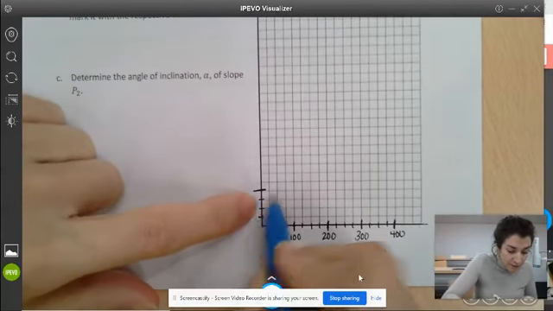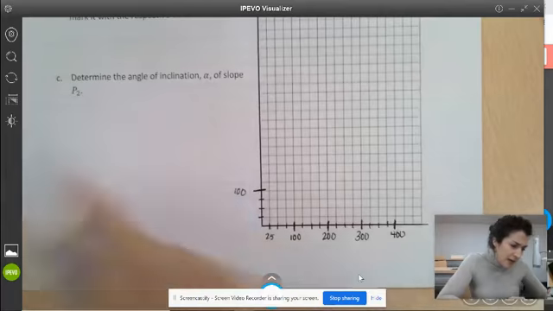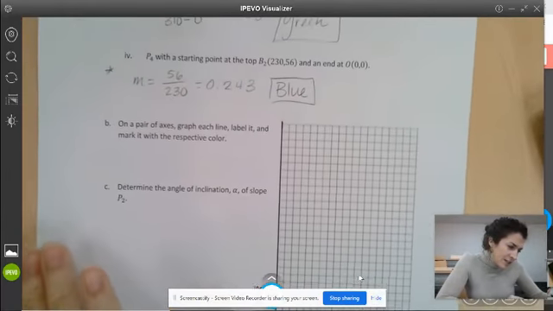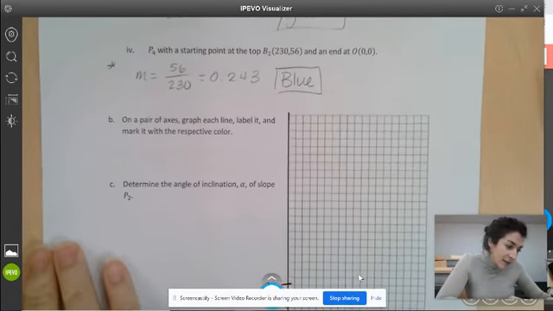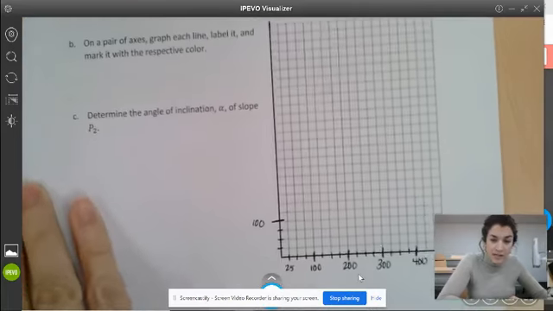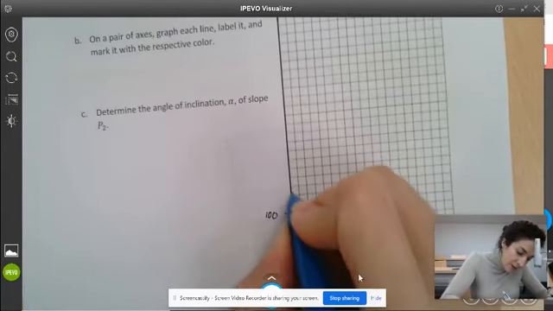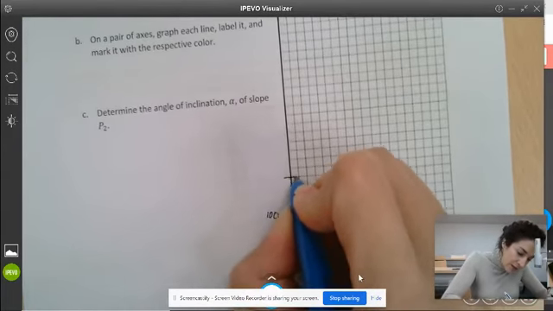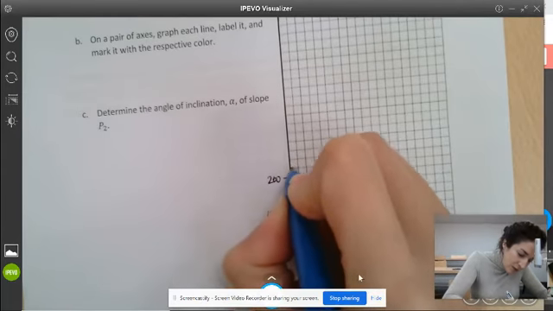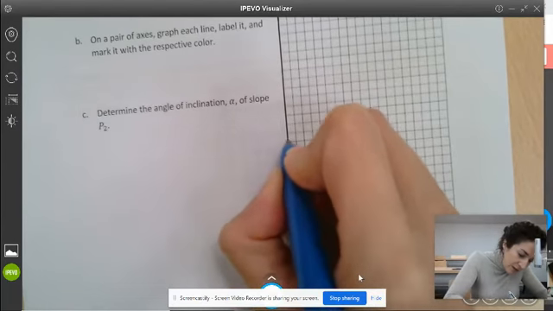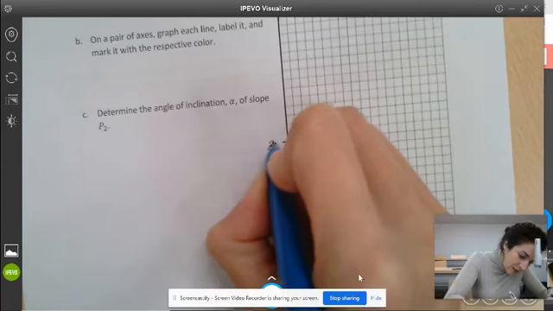So that's 25, 50, 75, 100. I think my largest x value is 280. So I just got to make sure to get up to there. 1, 2, 3, 200. 1, 2, 3, 300.